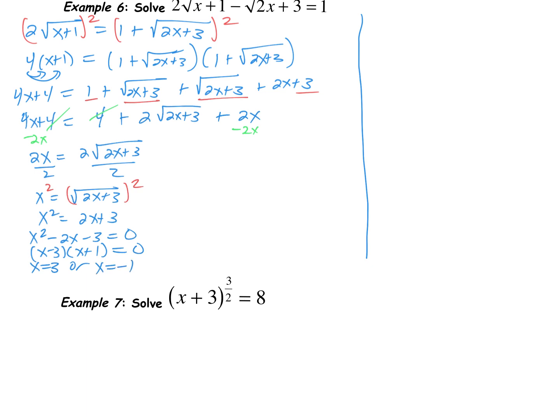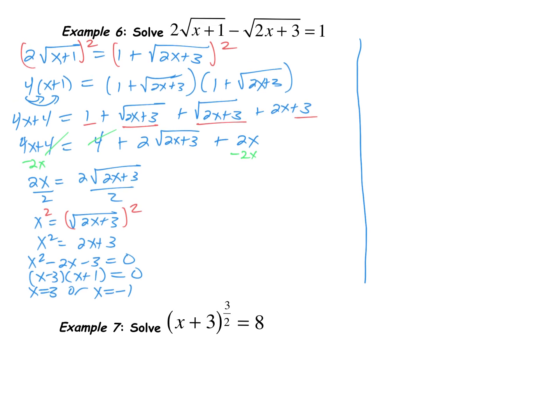However, since we squared both sides actually twice in this case in order to find these solutions, we need to check for extraneous solutions. So I'm going to check both of these. First I'll check x equals 3. So when x equals 3, I'm going to substitute that back into the original equation. So I am going to have 2 times the square root of 3 plus 1 minus the square root of 2 times 3 plus 3. I want to know if that's equal to 1.